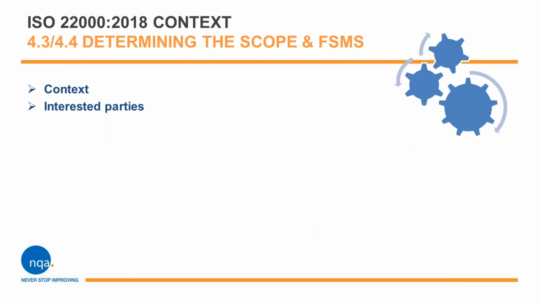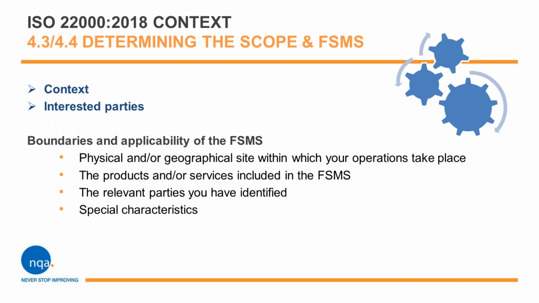So section 4 is sequential. Once you have determined the context, and once you have defined your interested parties and their needs and expectations, then you can determine the scope of the food safety management system. The standard requires that you shall determine the boundaries and the applicability of the food safety management system. It hasn't changed that much with respect to the previous version. The only thing it says when determining the scope is that you need to take into account the physical and also geographical site within which your operations take place. So it must be very specific to your activities or where the business is located.